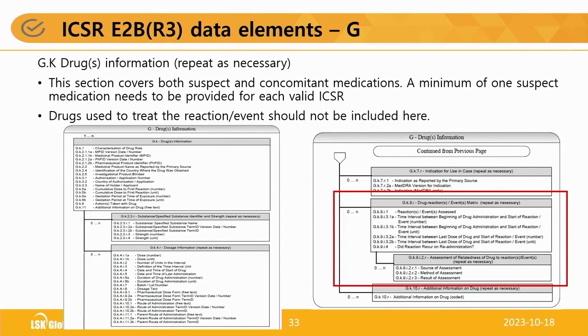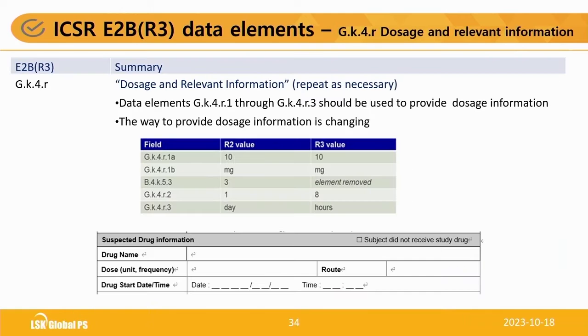And G is for drug. This section includes both suspect and concomitant medications. So this is allowed to be repeated as necessary. And the drugs that are used to treat the reaction or event should not be included here. And also one thing that is interesting about drug is how it is expressed. So in R2, if one dose of 10 milligrams were taken per day, this was how it was expressed.